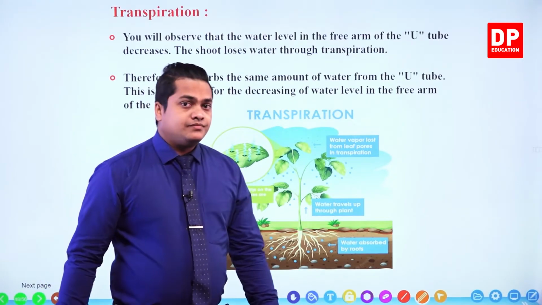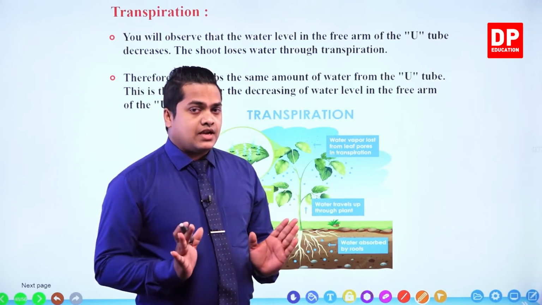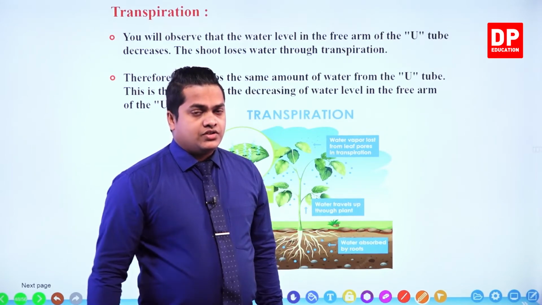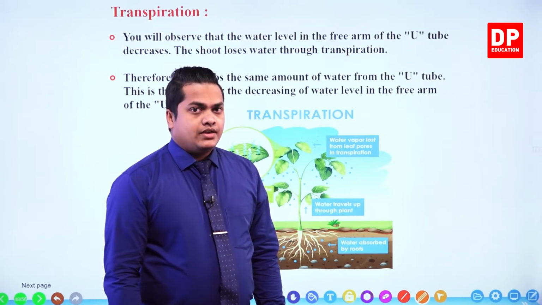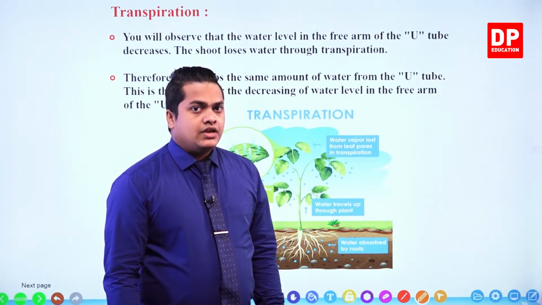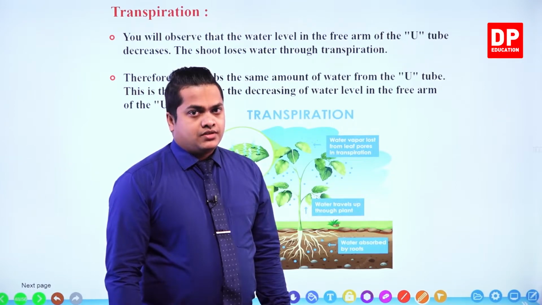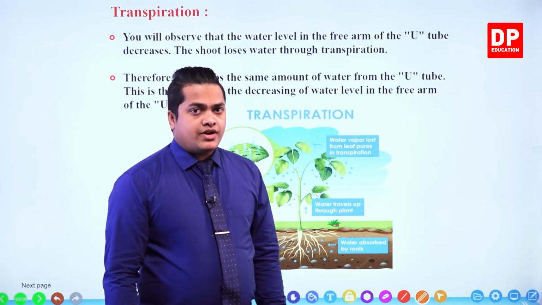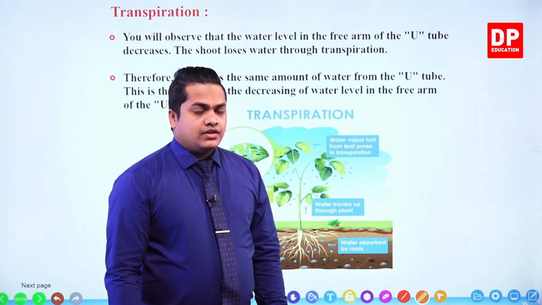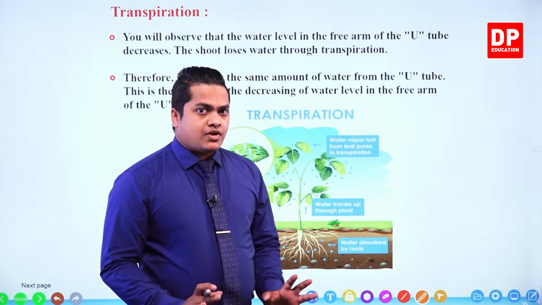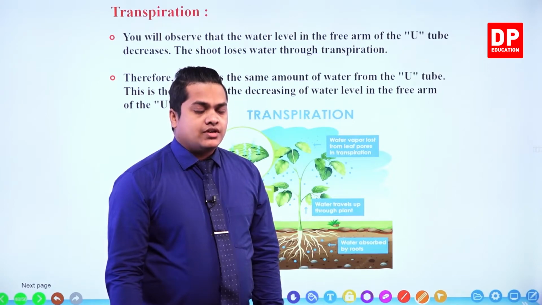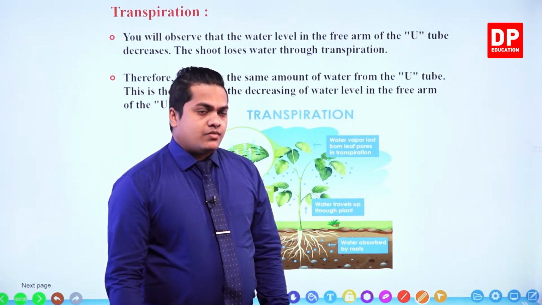So that's why, at the free arm at the other side of the U-tube, the water level is going to decrease. This is mainly happening because of the transpiration process. Upon releasing, the same amount should be absorbed. The same amount should be reabsorbed. So that reabsorption process is the reason for the decrease in water level at the arm which contains coconut oil. Right then.